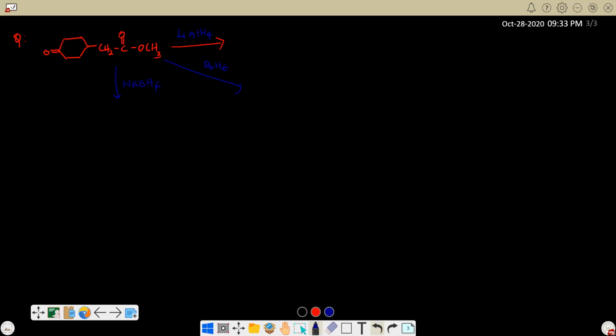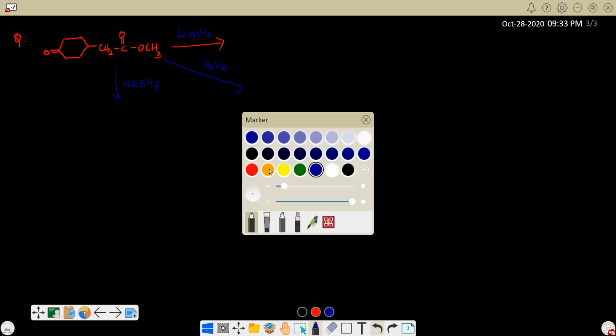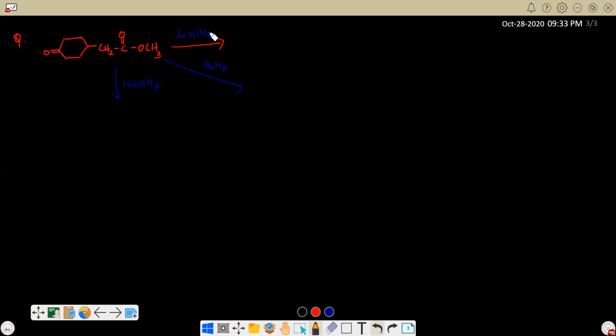What are the products here? Lithium aluminum hydride is a strong reducing agent, right? So wherever the groups are present, the ketonic group turns into an alcohol, OH, and the ester part also turns into CH2OH, and the OCH3 turns into methanol. So we get CH3OH as well.